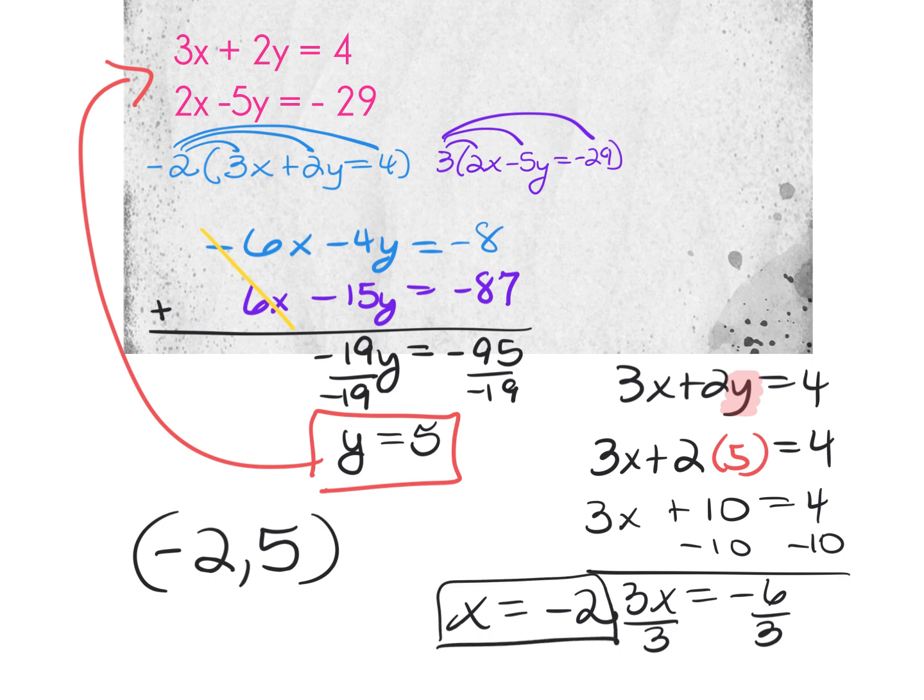Sometimes when you're trying to get a variable to eliminate, it's just a matter of multiplying by a negative 1 to make them cancel out. So just look to see what's going to be the best way to cancel one of the variables. Let's try the last official example, but I'm going to add 2 more examples for you.